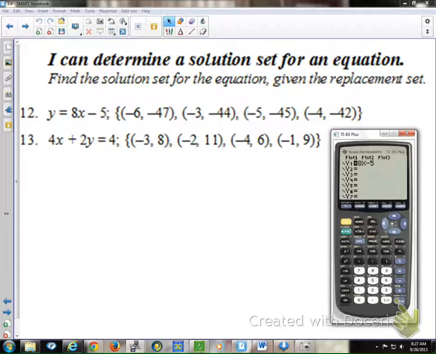So what we're going to do is graph this line, and then using just a quick variation of buttons, we're going to say, okay, what is -6 on this line? And rather than have to plug in -6 and -47 to see if they equal, the calculator will say, at -6, y is this. And we can ask, is it -47? If it is, that point's on the line. If it's not, then it's not. So that's what we're going to do.